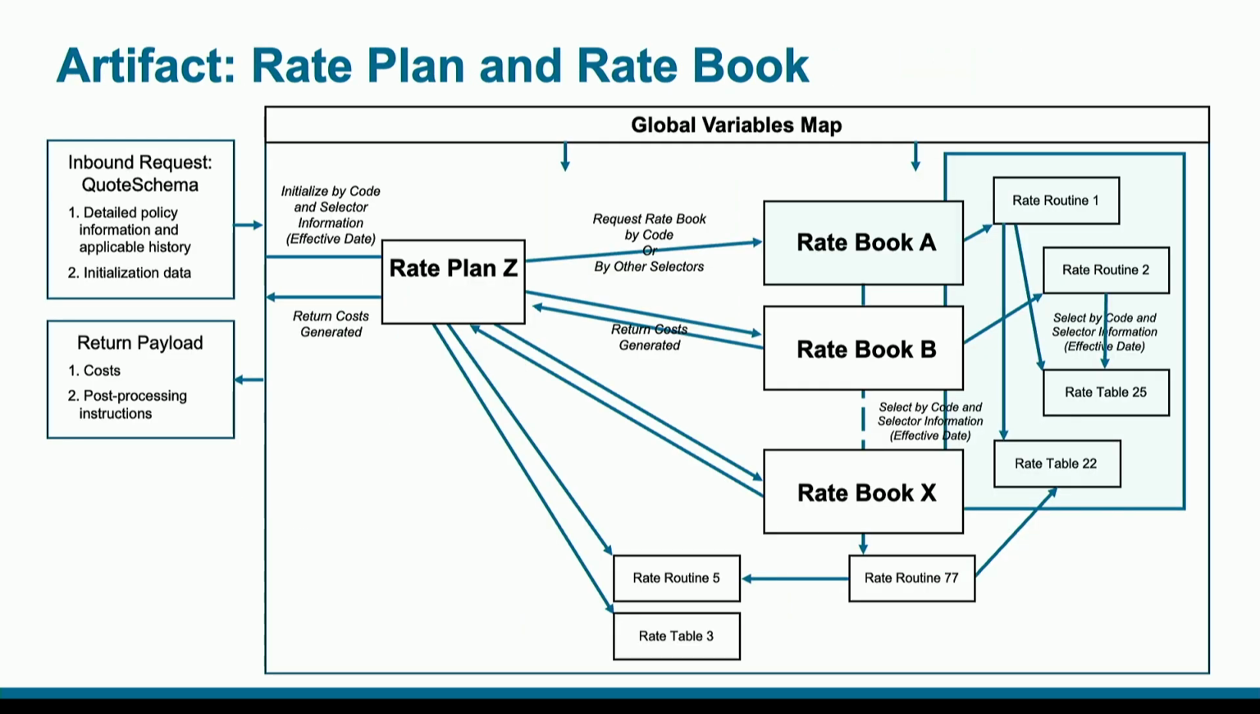So the first artifact that I wanted to look at was rate plans and rate books. This diagram is showing the call flows that things can do in the new world. Basically, you get your inbound request, which you can see on the left, and the very first component that gets selected is a rate plan. Rate plans have these things we call selectors. So that means you can have different rate plans by job type and a number of different factors like that, and of course, effective and expiry dates and whatnot.